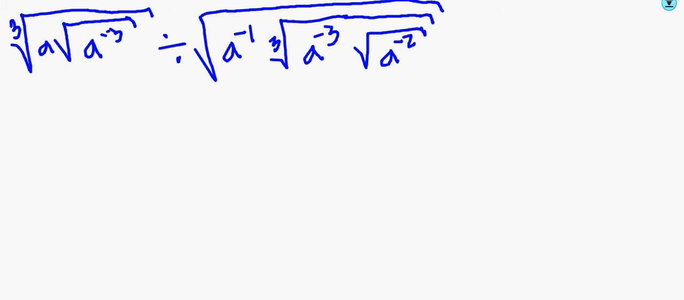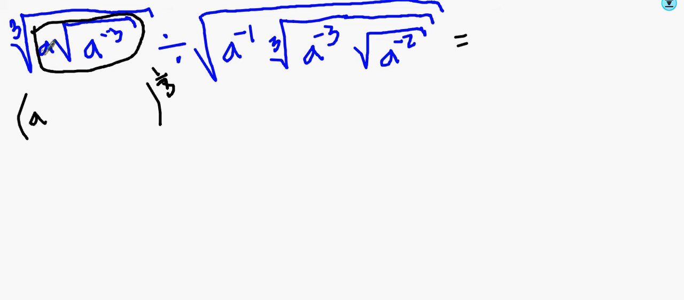First thing we're going to do here is rewrite so that first radical is to the 1/3 because it's a cube root. So we're doing this one. Everything under here is to the 1/3. We copy this first a, and then this part right here is going to be a to the negative 3/2. Division sign.